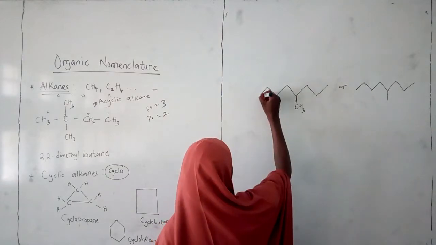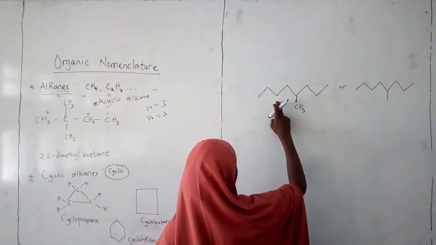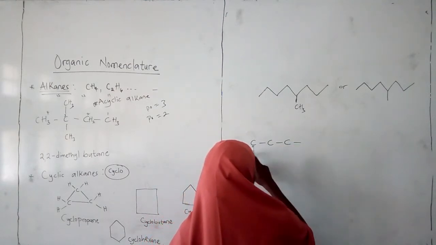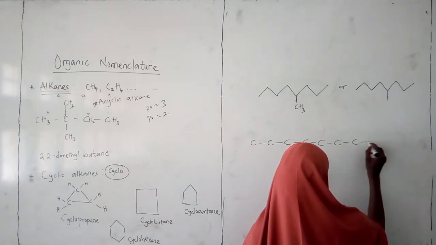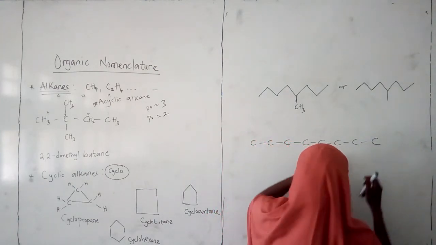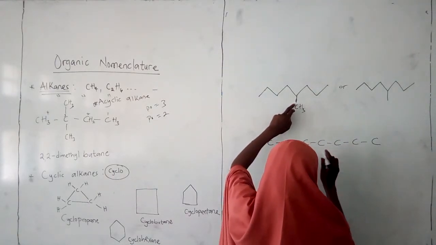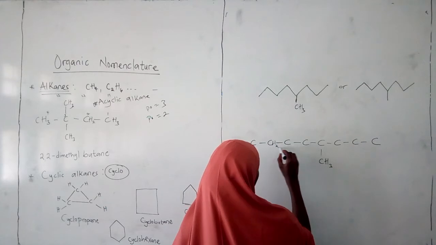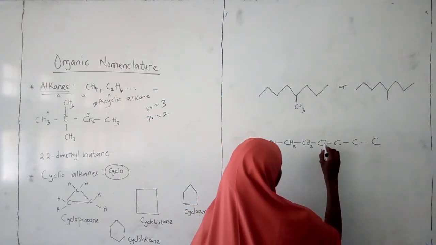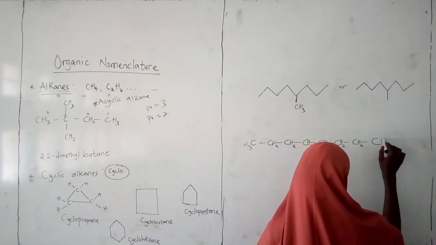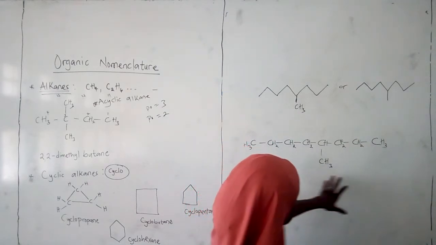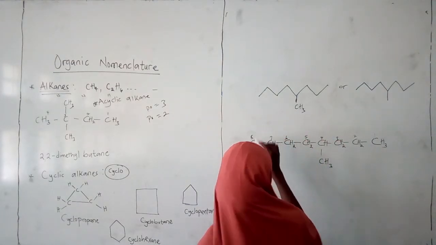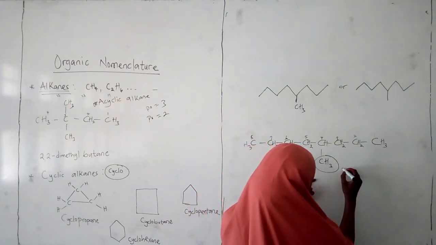So now, naming this, we have 1, 2, 3, 4, 5, 6, 7, 8. We have 8 carbon atoms. And we have the substituent. The substituent here. Now this carbon is having 3 hydrogens. So now, since we have 8 carbon atoms here, 1, 2, 3. So now our substituent is in position 4.